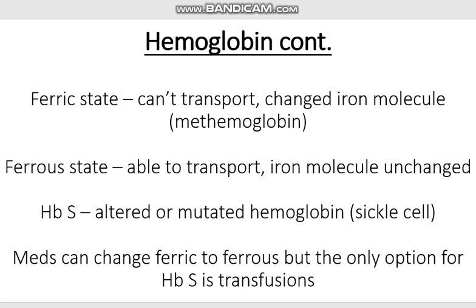Hemoglobin continued. In the ferric state it can't transport O2 due to a changed iron molecule. This is called methemoglobin. In a ferrous state it is able to transport O2 because the iron molecule is unchanged. Hemoglobin S is any altered or mutated hemoglobin, mainly referred to in sickle cell. Met can change ferric to ferrous, but the only option for hemoglobin S is transfusions.